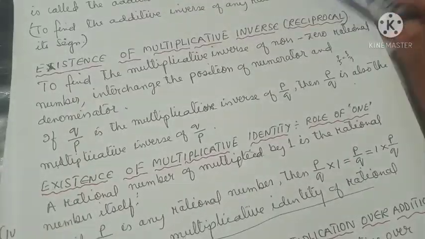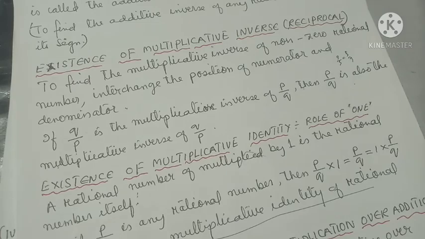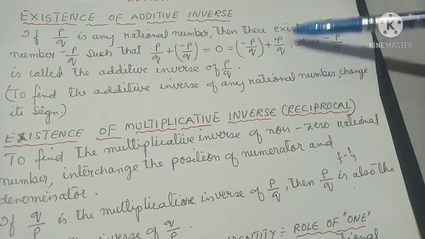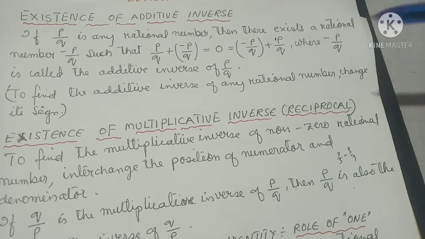Okay, and then the additive inverse and the multiplicative inverse. In the case of the additive inverse, the numerator and denominator will be the same as the number, but it has the opposite sign. The numerators and denominators will be the same; they will not be interchanged. The only thing is that we have to put the opposite sign. If the left hand side is positive, then on the right hand side the additive inverse will have a negative sign.